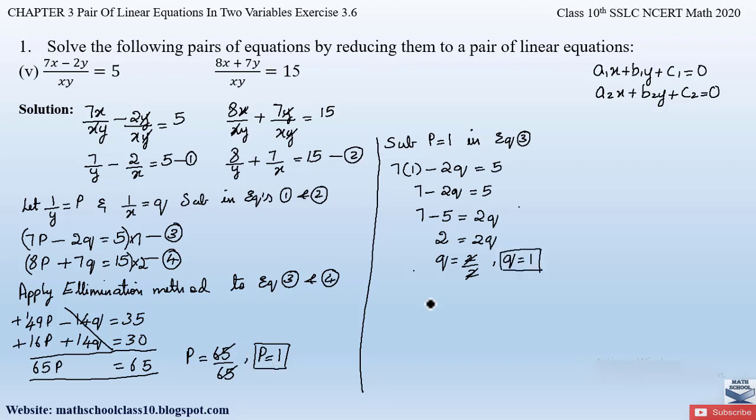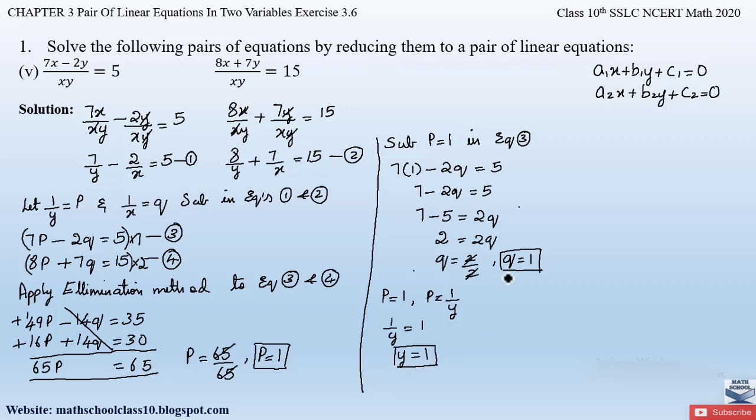So we got p equal to 1 and q equal to 1, but what we had assumed for p and q initially, so we had taken 1 by y as equal to p and 1 by x as equal to q, right? So let us equate these values. Now we have got p as equal to 1 and we had assumed p as equal to 1 by y. So equating right hand sides, since the left hand sides are equal, we get 1 by y is equal to 1, or cross multiplying, y into 1 will be 1, y into 1 will be y, and that will be equal to 1. So y is equal to 1.